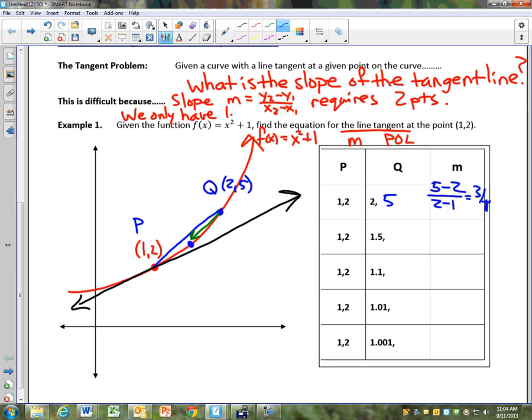If I'm sitting at 1.5, would you agree that the blue line now represents a better approximation of the slope of the black line? These blue lines are called secant lines. The slope of the secant line is approaching the slope of the tangent line, right? We're trying to get closer. So what is the y value of this coordinate 1.5? 3.25? Okay, now let's find the slope of that one. I have 3.25 minus 2 over 0.5. What do you get?